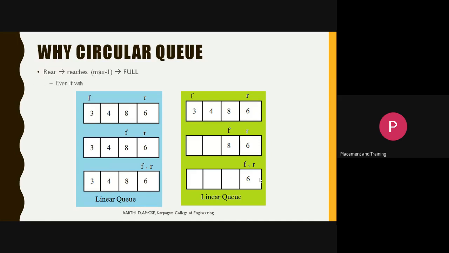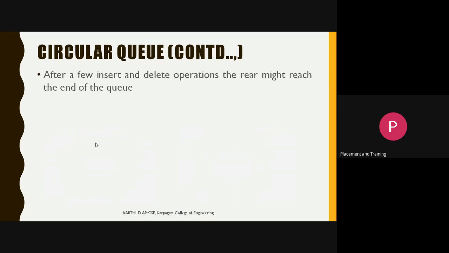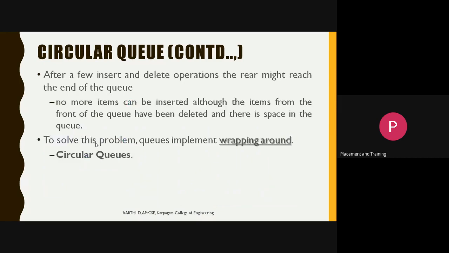Even though you have space left in the beginning of the queue, if your rear is at maximum index minus one, then adding is not possible. So that is why we implement a wraparound concept called a ring buffer, where when your queue is full, you can directly wrap to the front of your queue and access your elements. This is called wrapping around, and that is called a ring buffer.